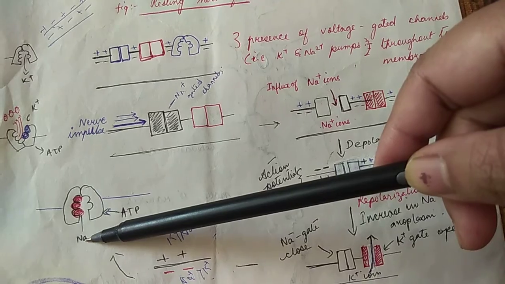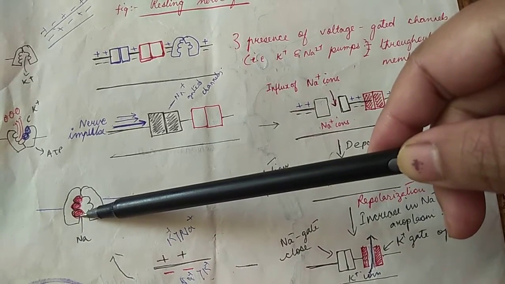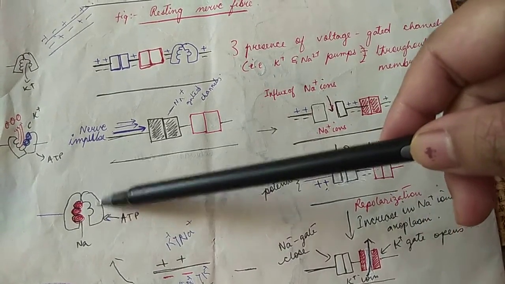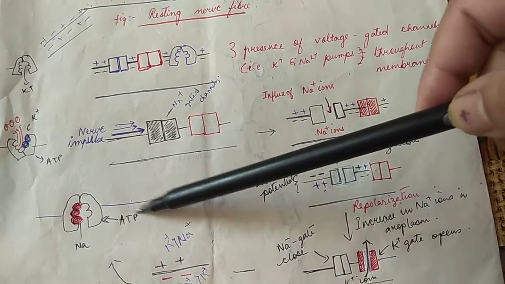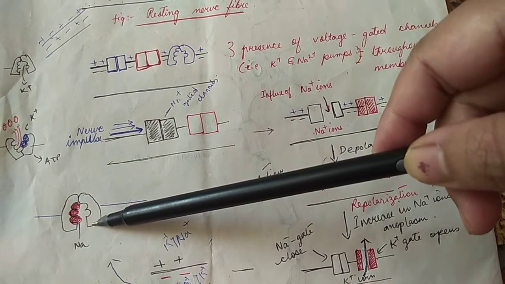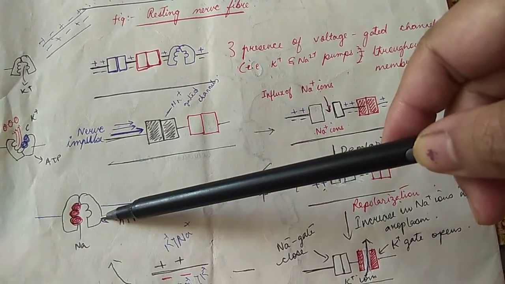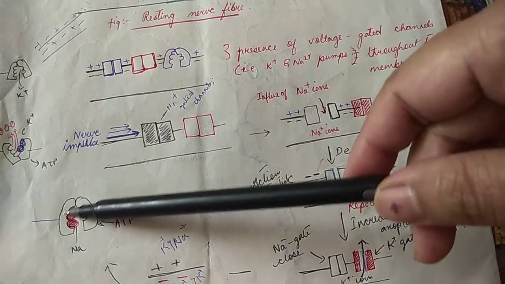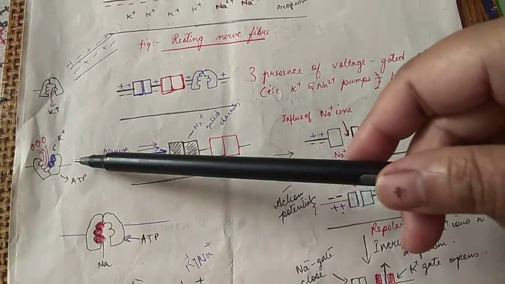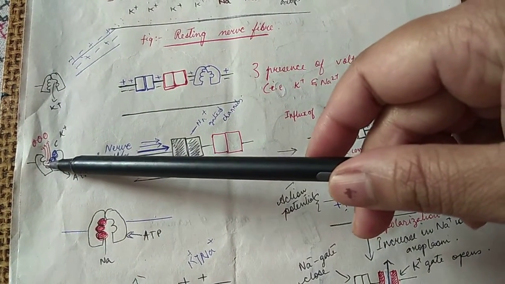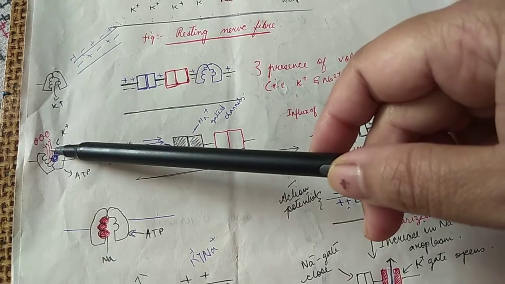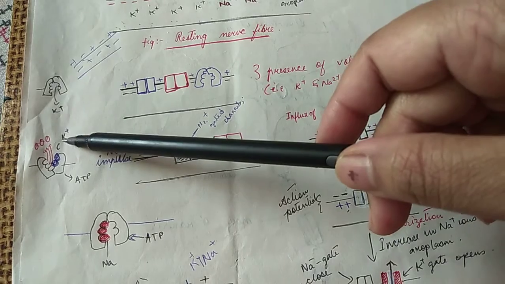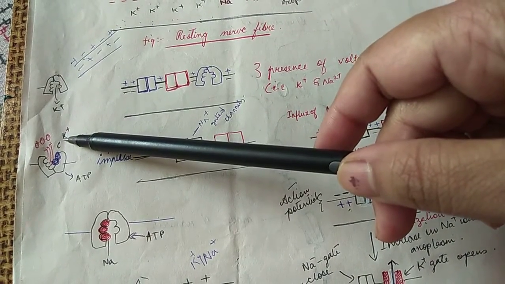Three molecules of sodium ions attach to the binding site which is present in the sodium potassium pump. ATP molecule attaches with the pump. As a result, modification of the structure of the sodium potassium pump takes place. As a result, the sodium potassium pump now opens outside, releasing 3 sodium ions into the extracellular fluid.